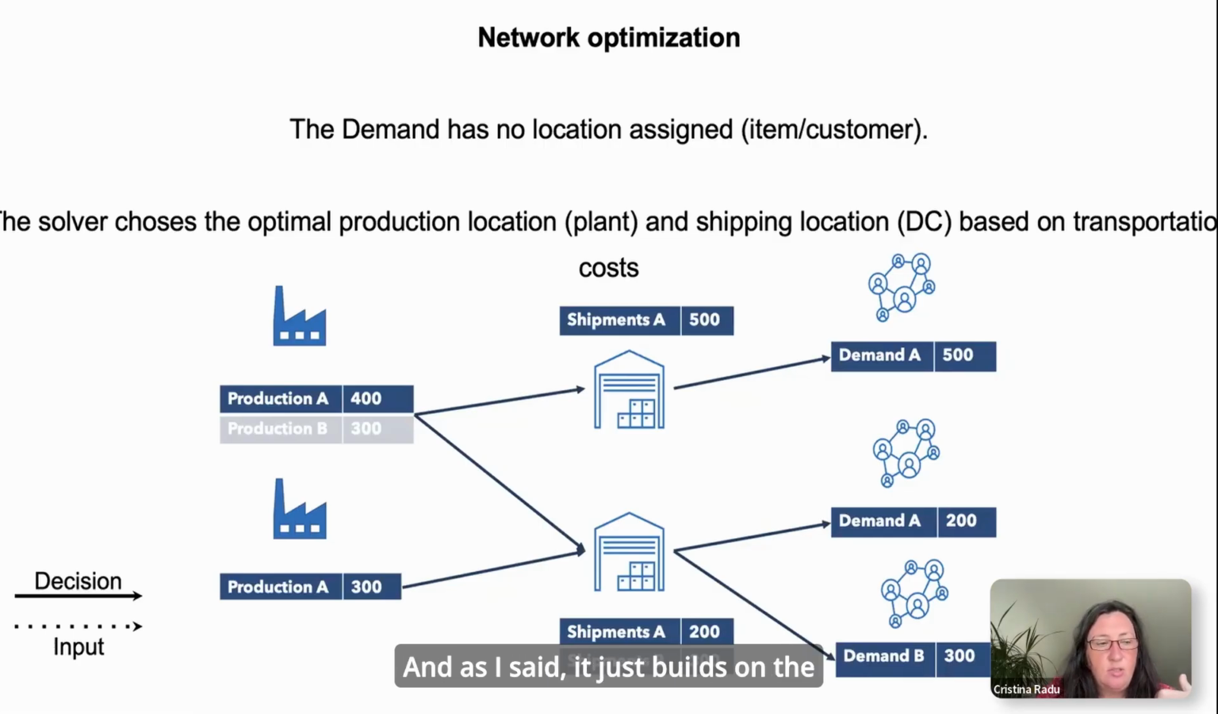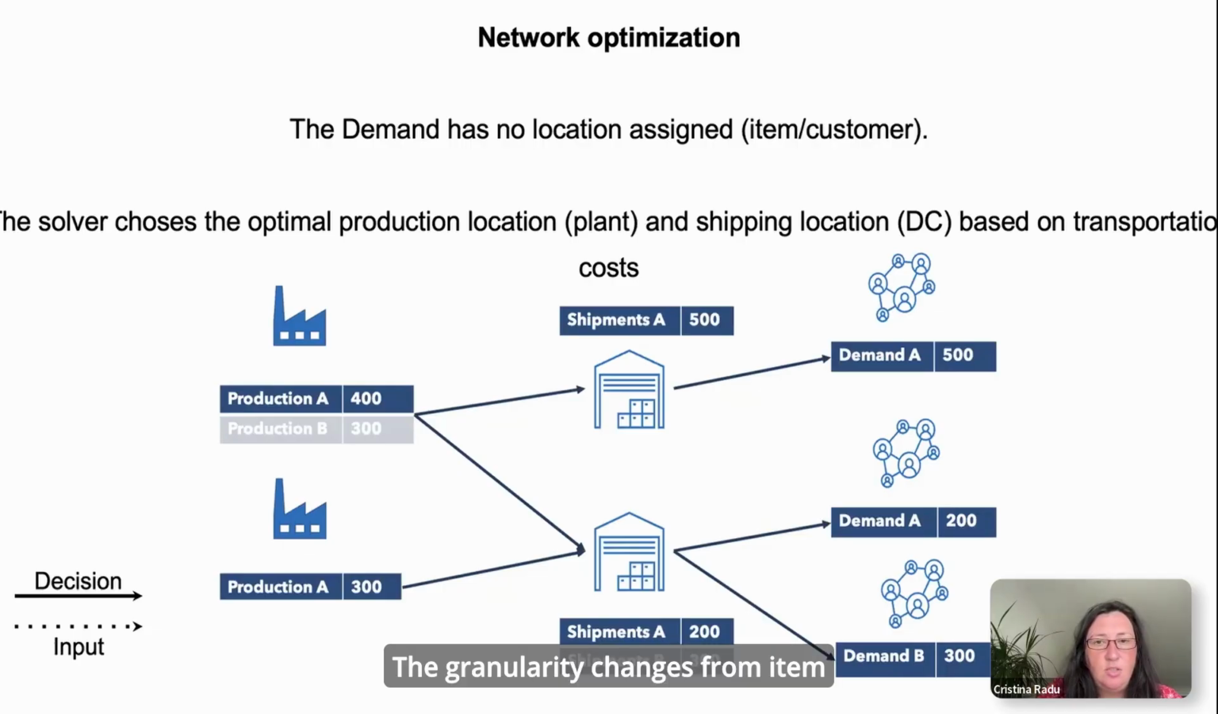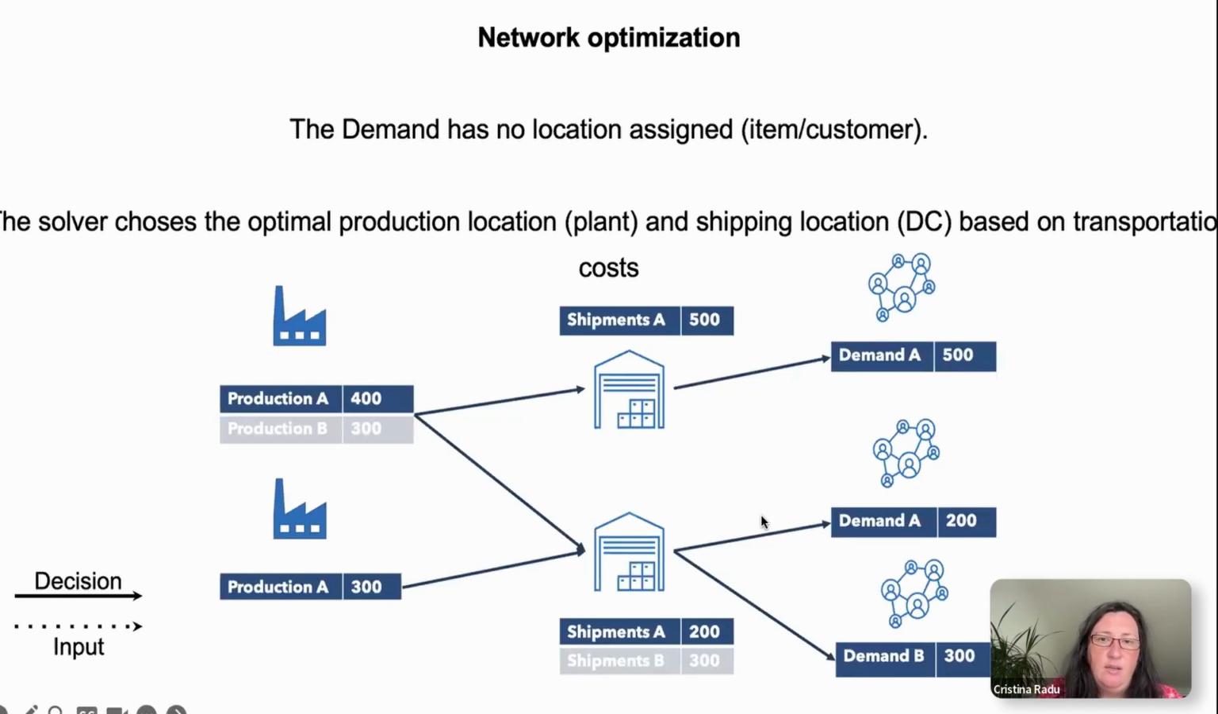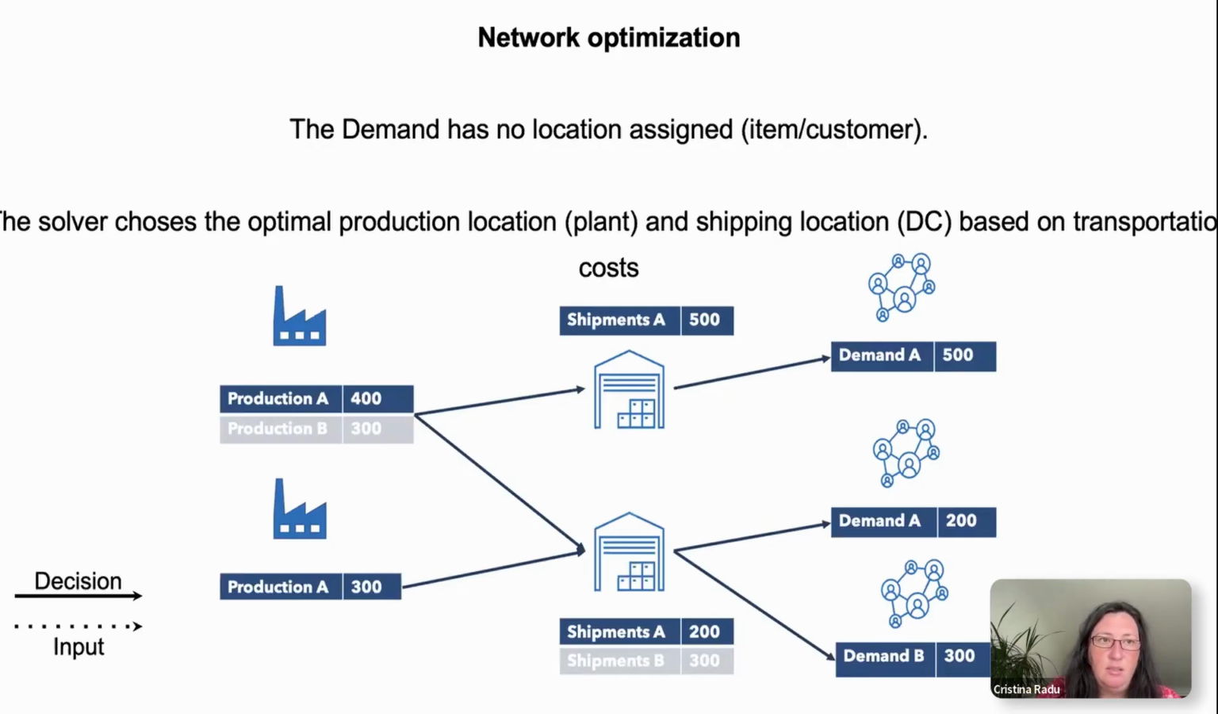And as I said, it just builds on the production planning solver, because I already gave you a hint. Basically, the thing that happens is the demand granularity changes from item location to item customer. And this means the equations change just a little bit, but all the other equations stay the same as in the production planning solver. So this is what we are going to talk about next week. We will show you the equations, the app, how it changes. But as I told you, nothing changes in the other equations, just in the demand.